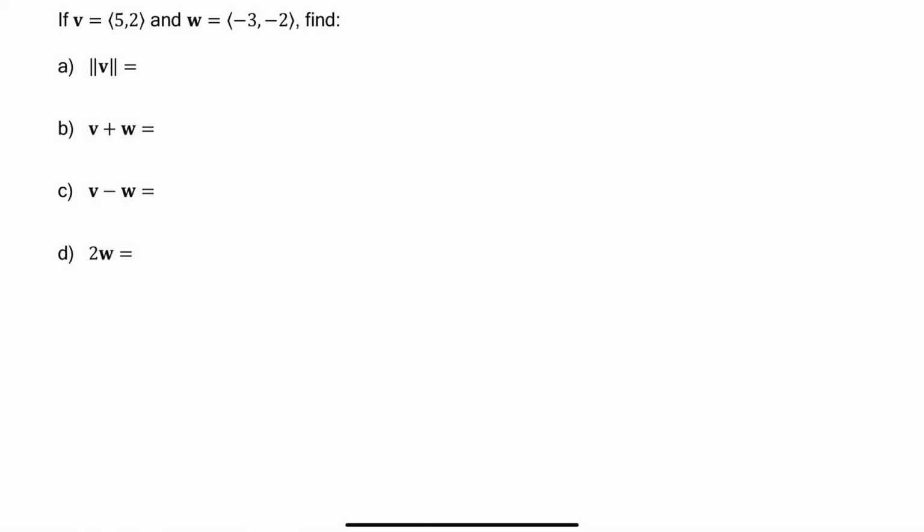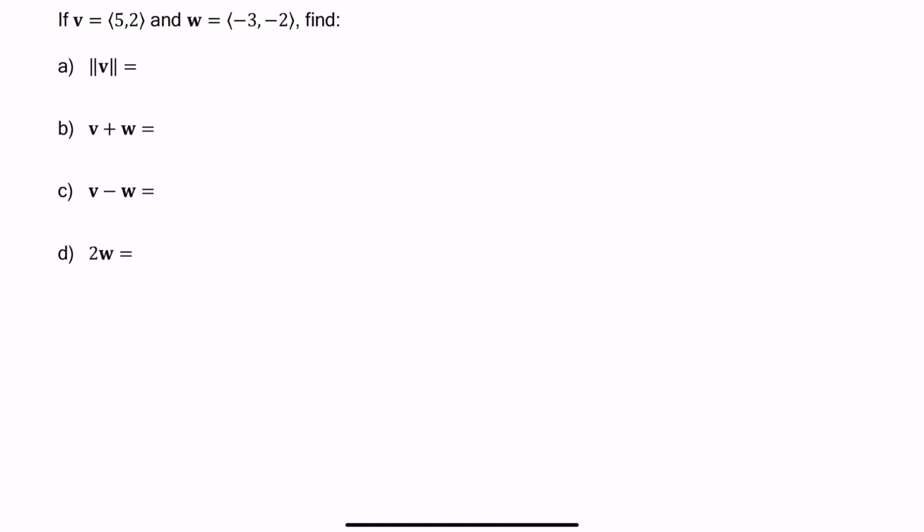Welcome. In this video, we are going to perform operations using vectors in component form. So we're given vector v = ⟨5, 2⟩ and vector w = ⟨-3, -2⟩. First, we want to find the magnitude of vector v.